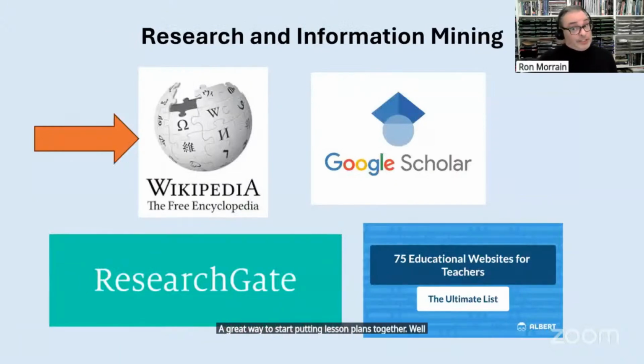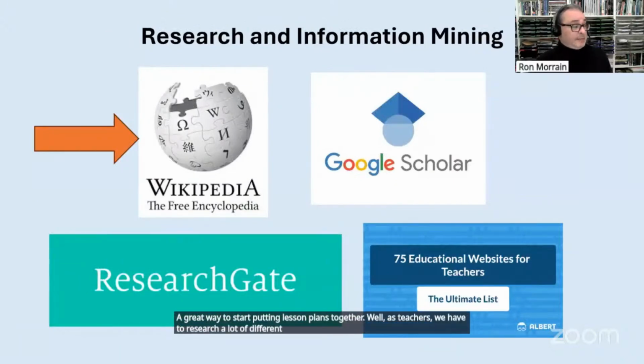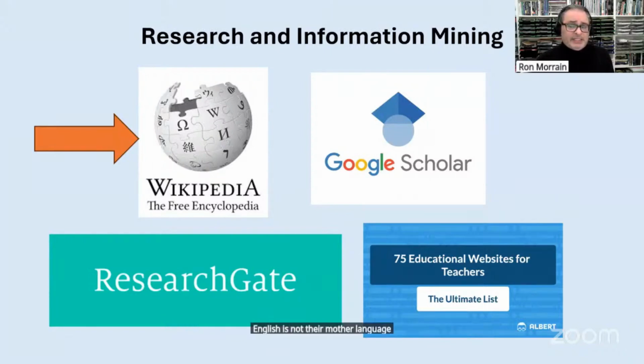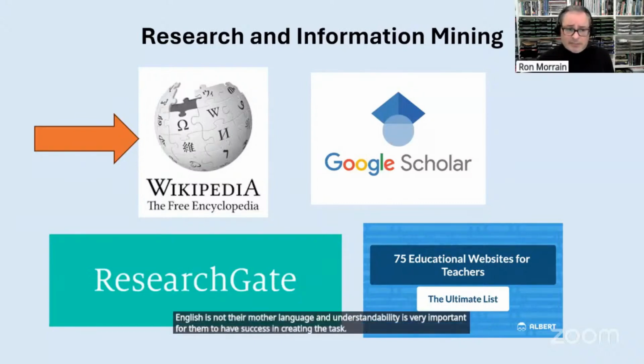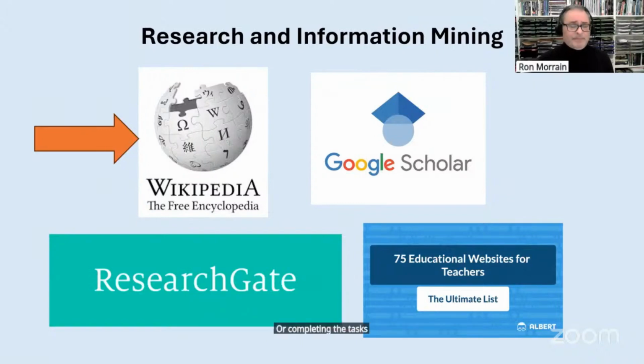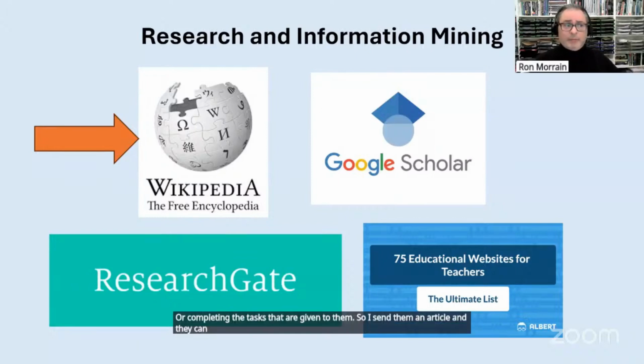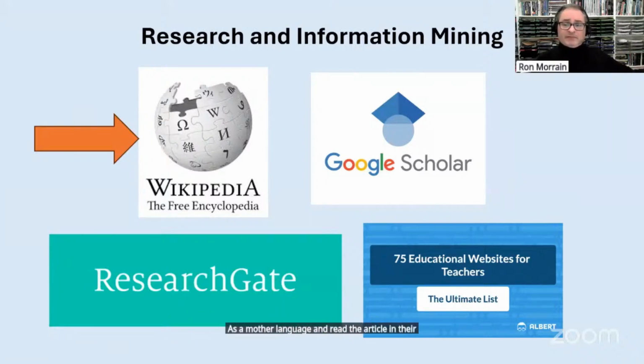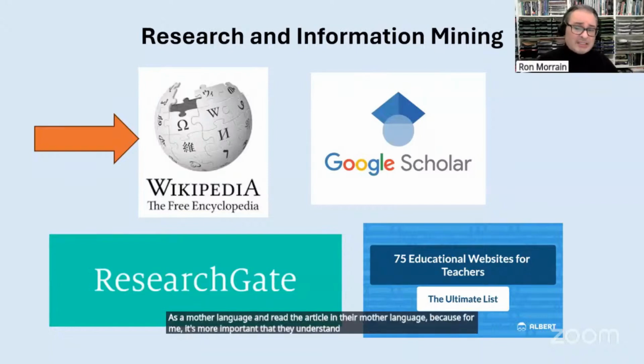Well, as teachers, we have to research a lot of different content and make sure. Now, I know there are a lot of people who say they don't like Wikipedia, but I do, and there's a reason why. That's because it has different languages. I deal with international students. English is not their mother language, and understandability is very important for them to have success in completing the tasks that are given to them. So I send them an article, and they can click German or Dutch or Spanish or whatever language they have as a mother language, and read the article in their mother language, because for me it's more important that they understand the concepts that we're dealing with.